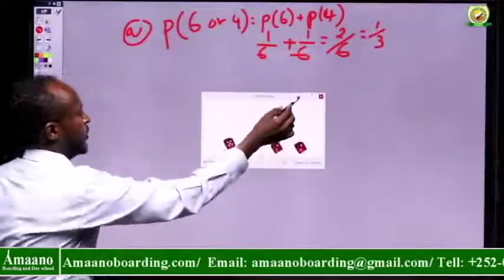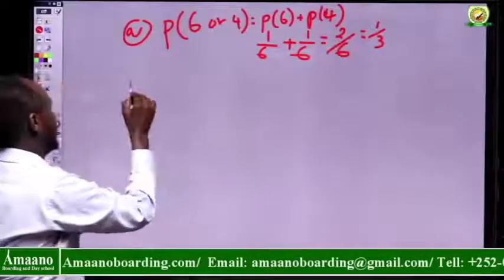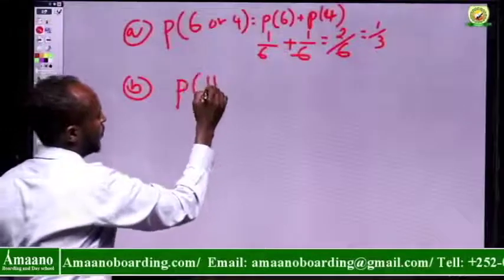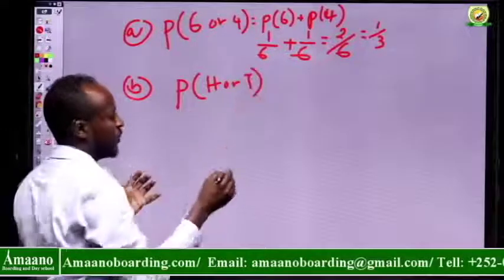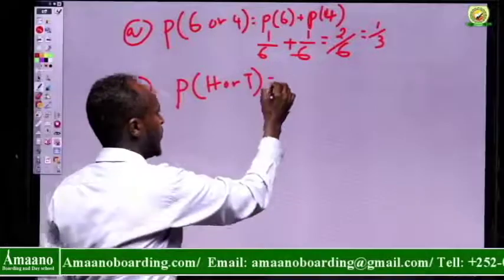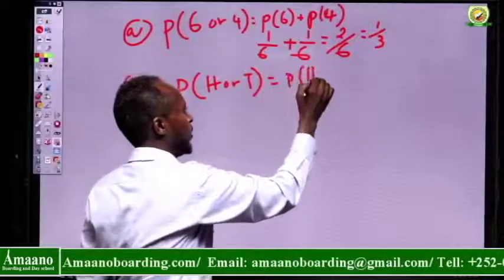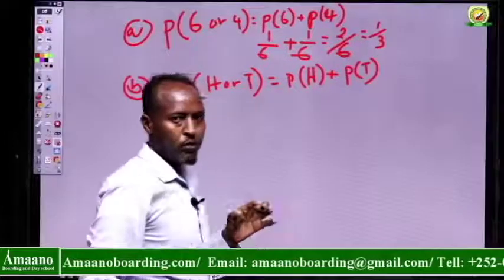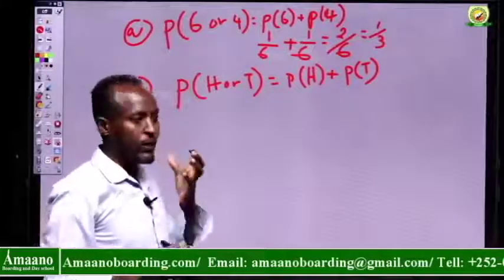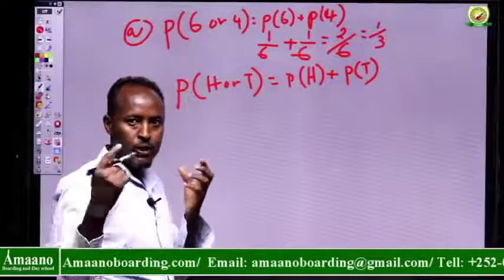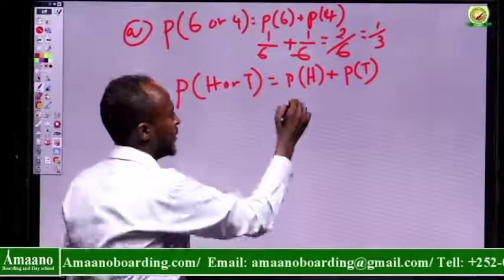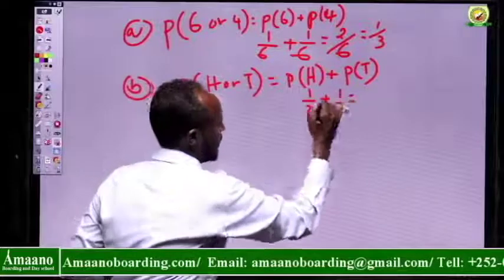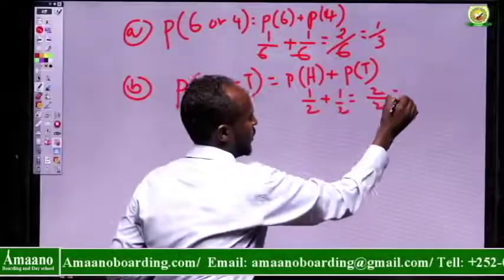Okay. Question B. We are asked to find the probability of getting head or tail if we toss a coin at once. That is the probability of getting heads plus the probability of getting tail. How many sides does the coin have? It has only two sides. One face is head, the other face is tail. Therefore this is 1/2 plus 1/2, that is 2/2, it is 1.